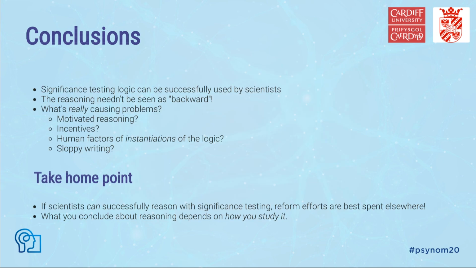We believe these results provide reason to doubt the status quo opinion that scientists find significance testing reasoning backward or difficult. Our participants were given an opportunity to show statistical competence by finding a correct answer in a kind of novel puzzle, and they succeeded. If scientists can use significance testing reasoning, reform efforts to eliminate significance testing may be ineffective or even cause unintended harm.